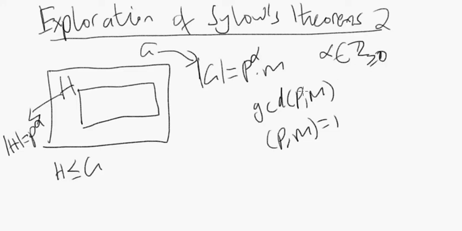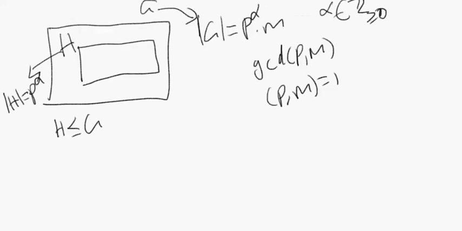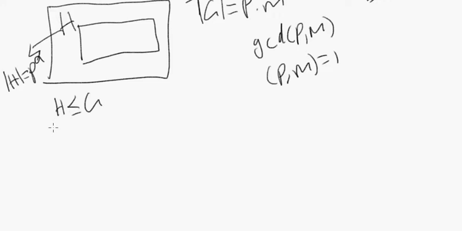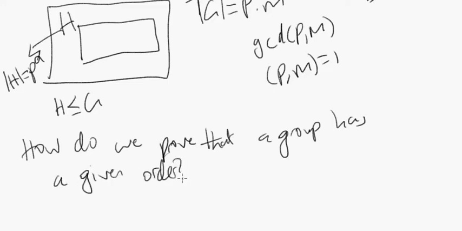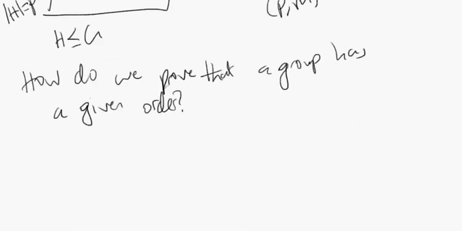So how do we tackle a problem like this? The major question to really think about is, how do we prove that a group has a certain order? Let's start from there. How do we prove that a group has a given order? That's an important question to think about. In what ways can we do this? Which means we're not looking for one way, we're probably looking for multiple ways.